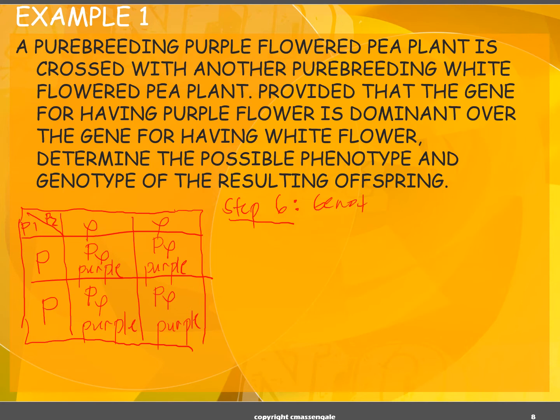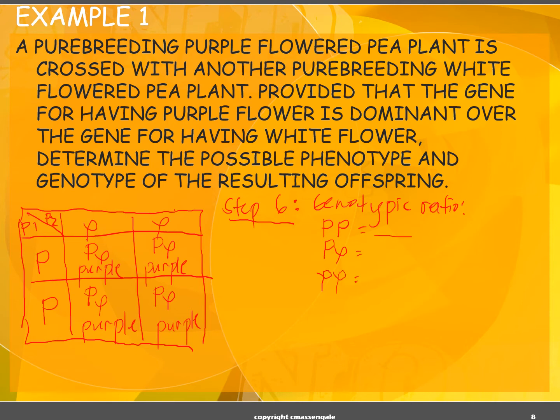Okay, so we will now write the genotypic ratio. How are we going to determine the genotypic ratio? All you need to do, class, is to write down all the possible genotypes of the offspring. These are the possible combinations of genotypes. It can be capital P, capital P, it can be capital P, small letter p, and it can be small letter p and small letter p. So these are the possible genotypes.